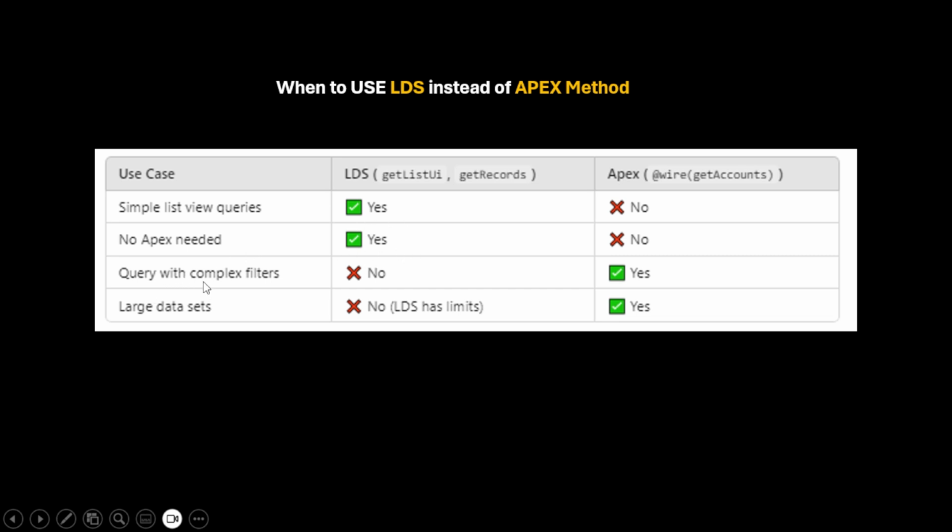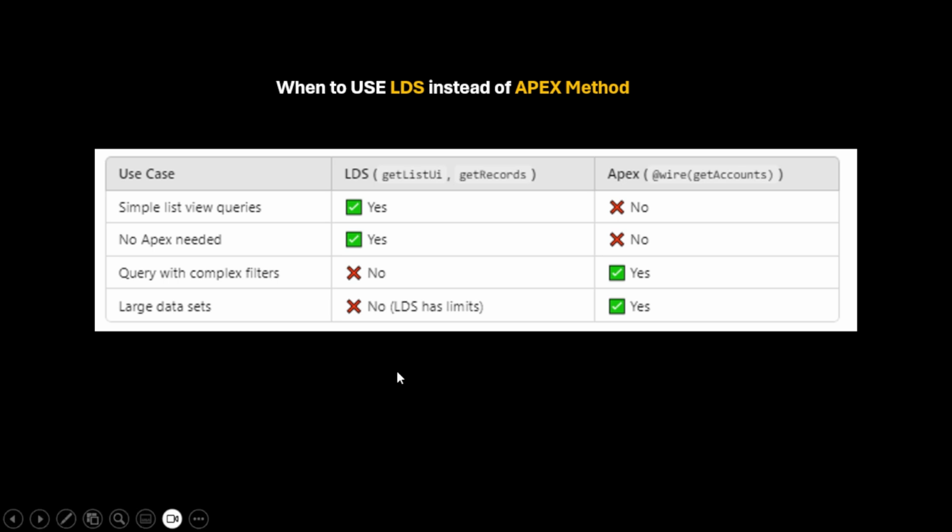But if you want to query with a complex filter, like let's say you have where account source is not equal to this one, or there are multiple conditions after the where clause, that complex logic you cannot build in LDS, right? You need to go with Apex by calling an Apex method, because in Apex you can write any filter and implement any complex queries in the Apex class. So in that case, go with the Apex method.